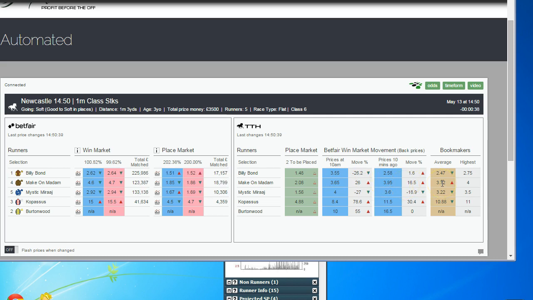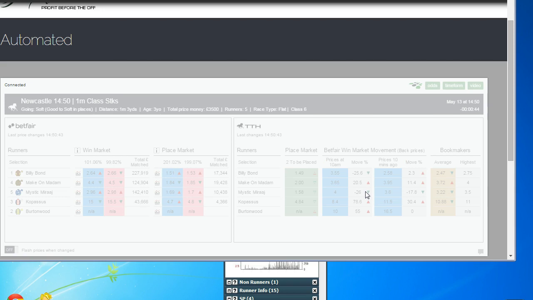and also a trend from the bookmakers as well. So when all these things start to stack up in our favour, we can then make a decision as to where we're actually going to get into the market. So this race has just gone in play, so we can't obviously do anything more with that.